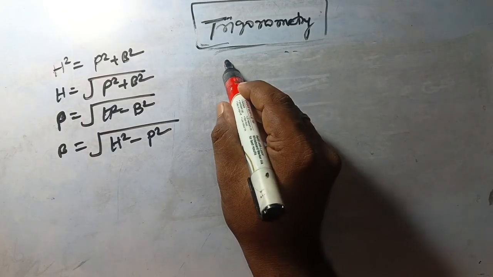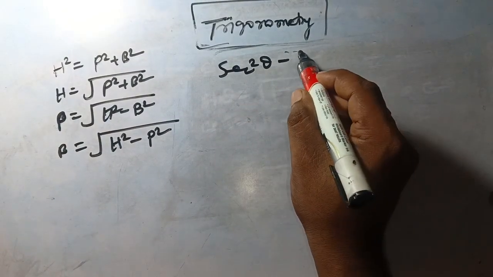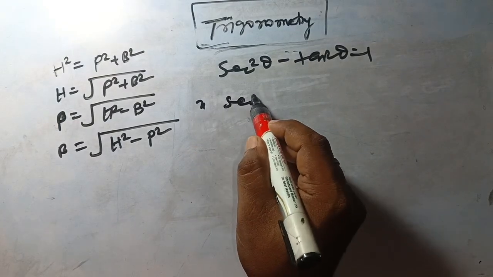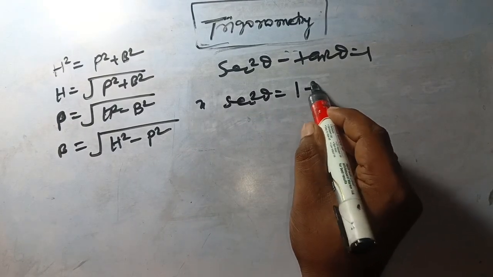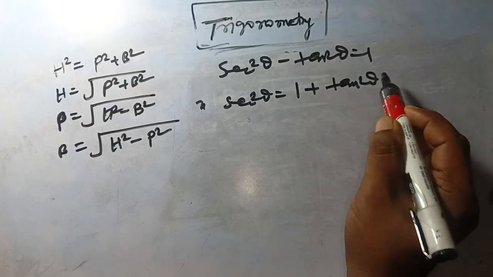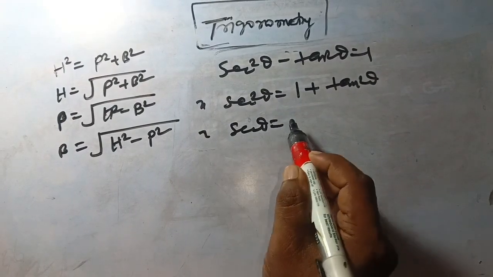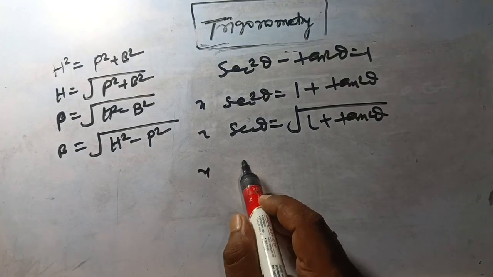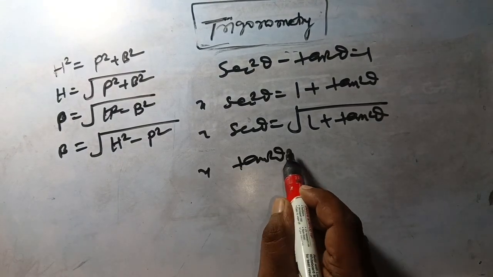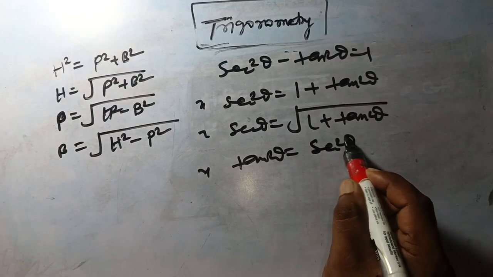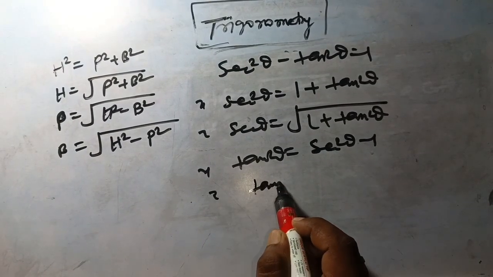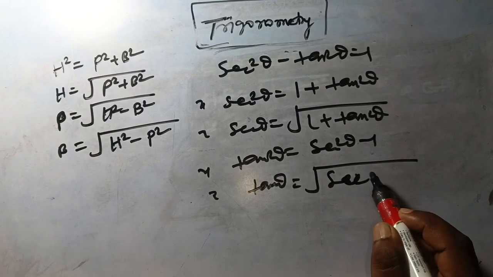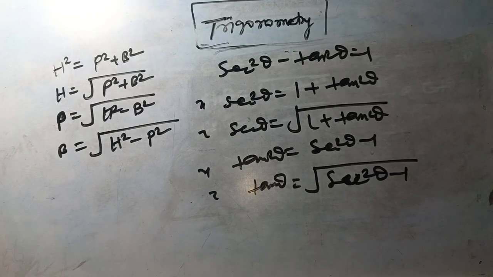Again, I have talked about sec square theta minus tan square theta is equal to 1, and here we got sec square theta is equal to 1 plus tan square theta, and sec theta is equal to root under 1 plus tan square theta, and tan square theta is equal to sec square theta minus 1, and the value of tan theta is equal to root under sec square theta minus 1.